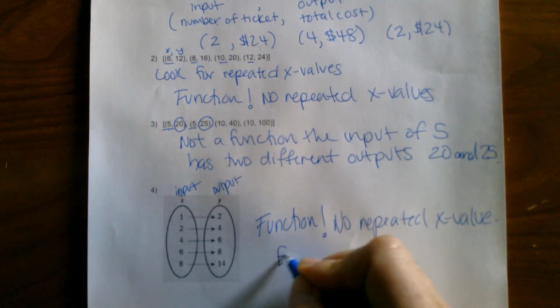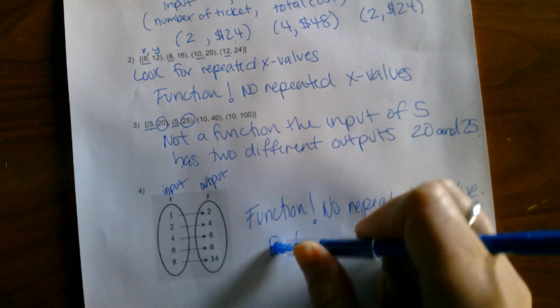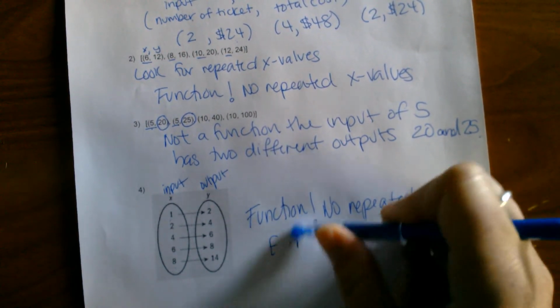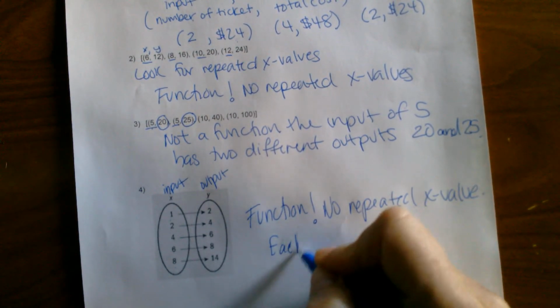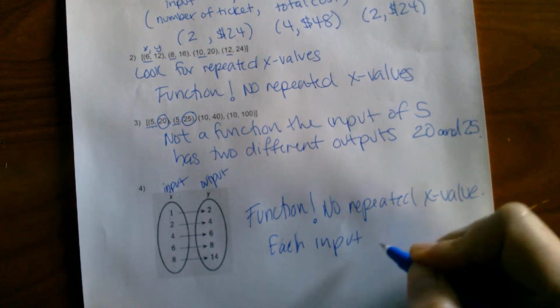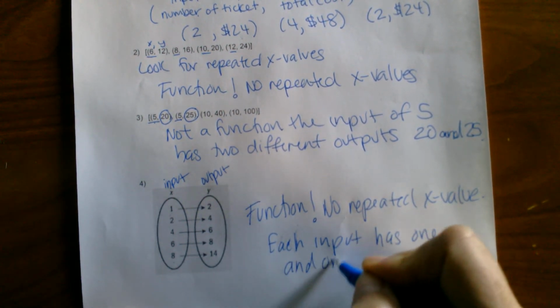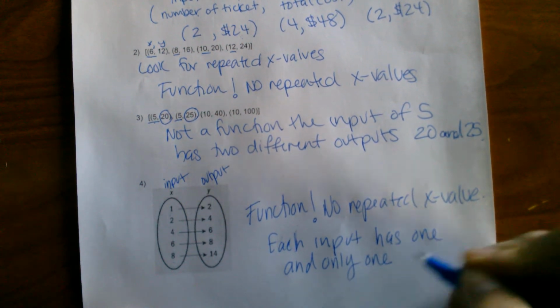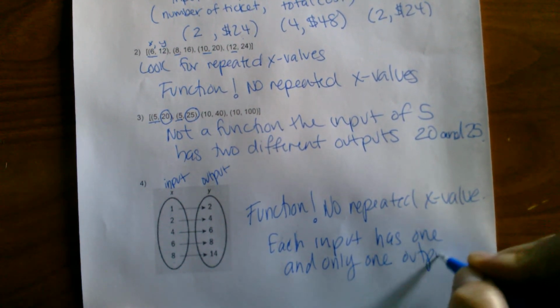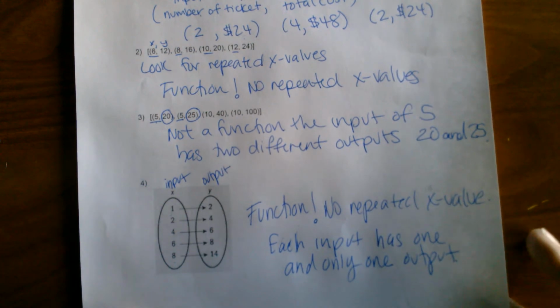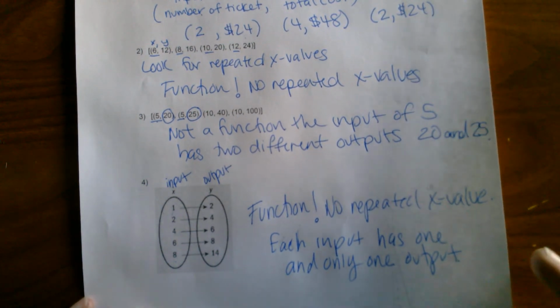And so each input, let's write like this, each input has one and only one output. There's the bell. Now it's on my video and everybody's going to hear it. At least I'll know where everybody is in the video when I hear that sound.